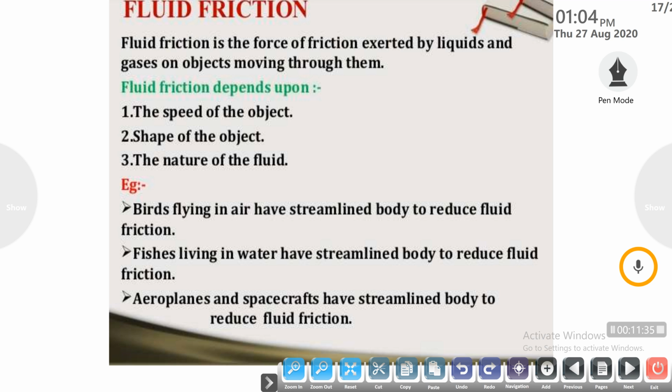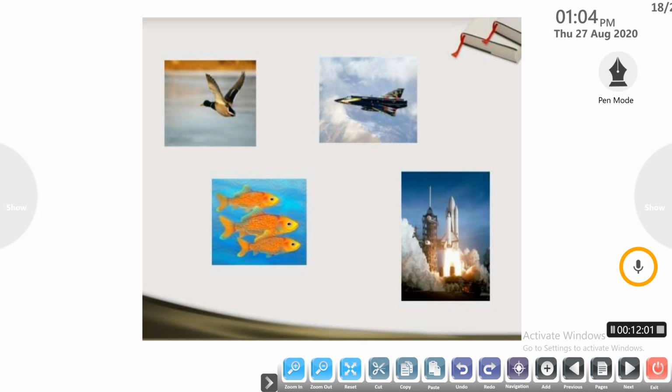Some examples of fluid friction are birds flying in air. They have a streamlined body because their bodies are designed in such a way that they can reduce the amount of friction acting on them. So birds flying in the air have a streamlined body to reduce the fluid friction. Fishes living in water also have a streamlined body to reduce the fluid friction. Aeroplanes and spacecraft have a streamlined body to reduce the fluid friction. So this is the concept of fluid friction. These are some examples of fluid friction: a bird flying in air, aeroplanes and spacecraft flying in air, and fishes living in water.